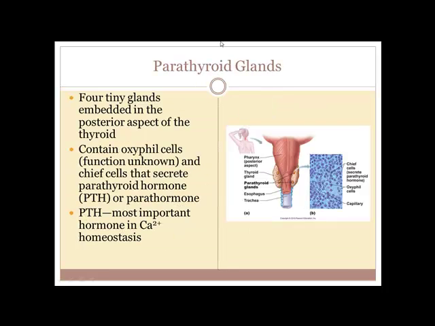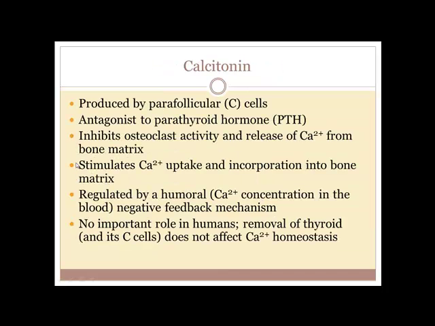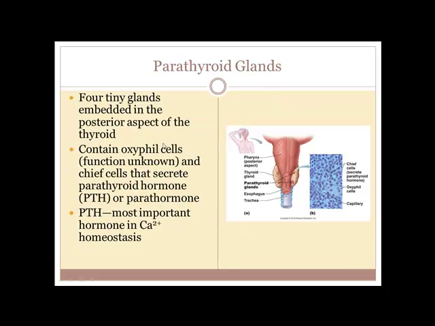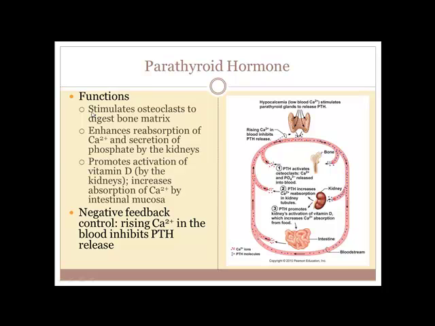With parathyroid glands, these guys are going to be posterior to the thyroid gland. They're 4 tiny little embedded glands posterior to the thyroid gland. They produce parathyroid hormone, which is going to be very important in calcium homeostasis. Parathyroid hormone is going to increase the activity of osteoclasts. As we increase the activity of osteoclasts, they break down bone, they release calcium. Functions: stimulate osteoclasts to digest bony matrix.